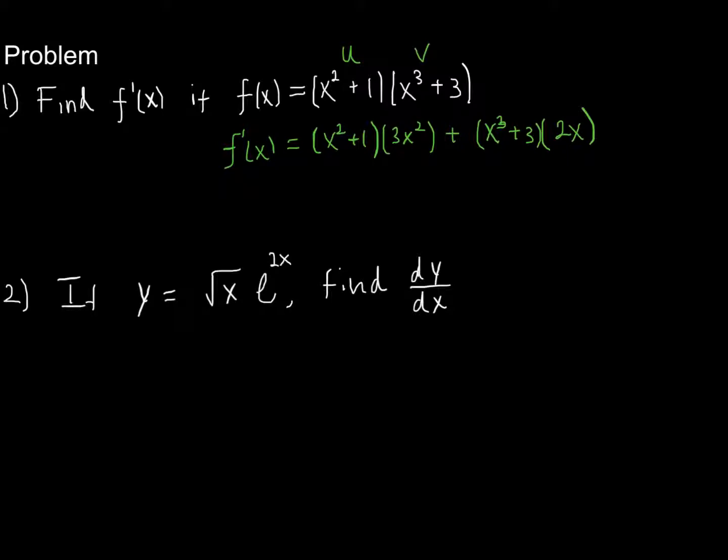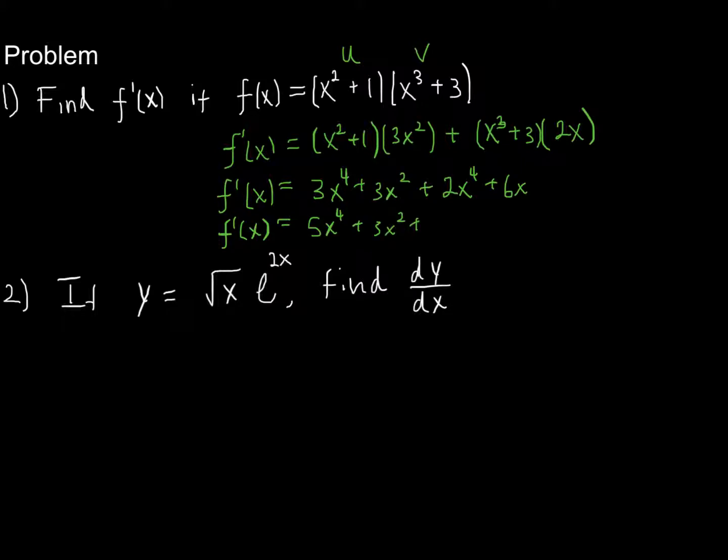And I can now simplify a little bit by multiplying these in. We'll see if we have any like terms that we can cancel or combine. So this will give us 3x to the fourth plus 3x squared plus 2x to the fourth plus 6x. And sure enough, I can combine some like terms here. I will have 5x to the fourth plus 3x squared plus 6x. And that is my derivative.